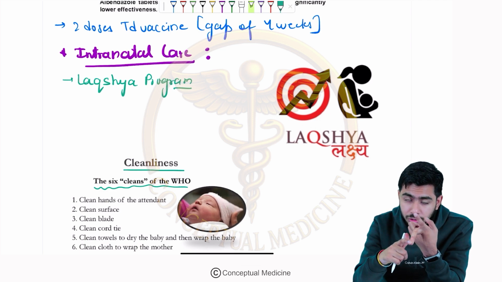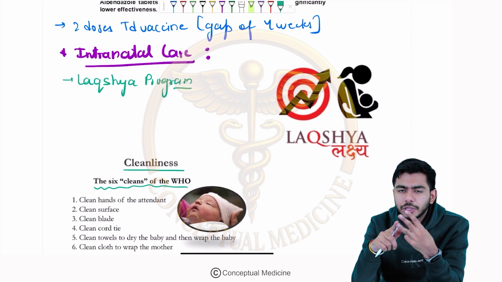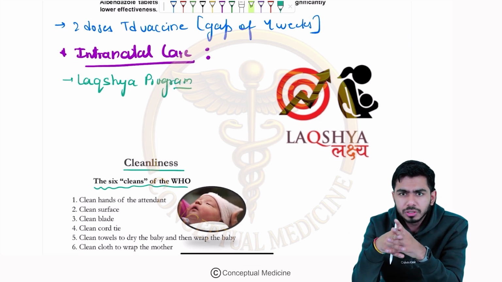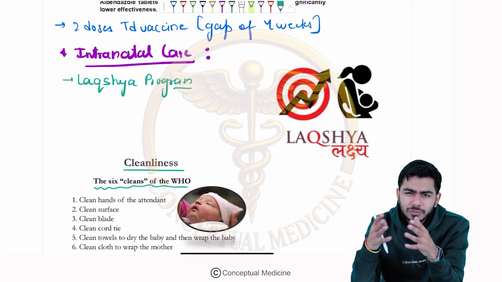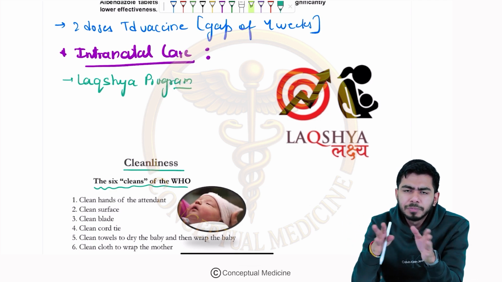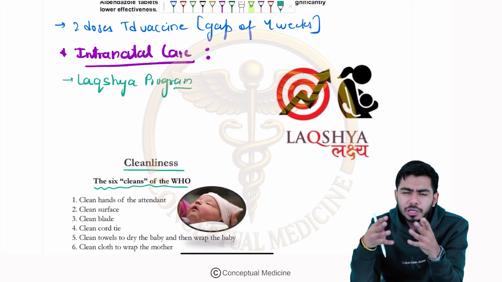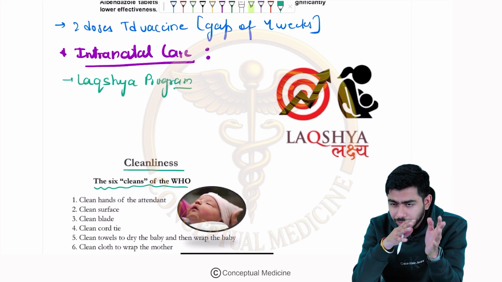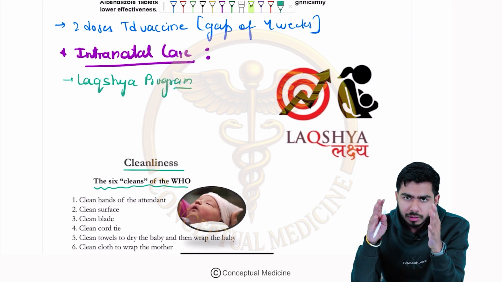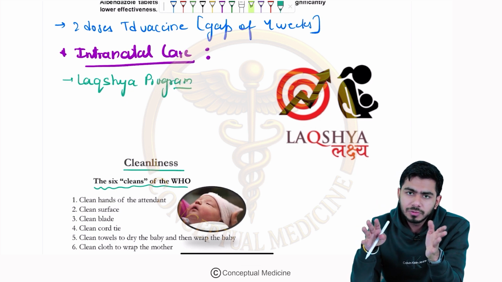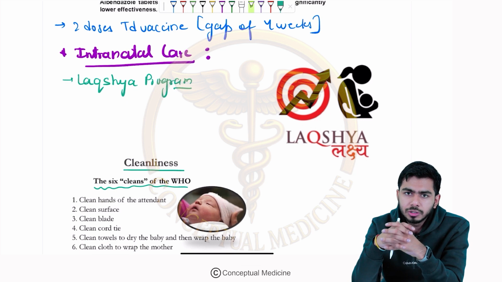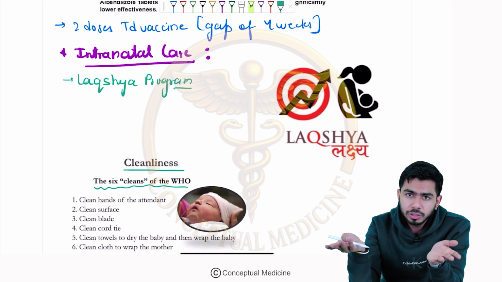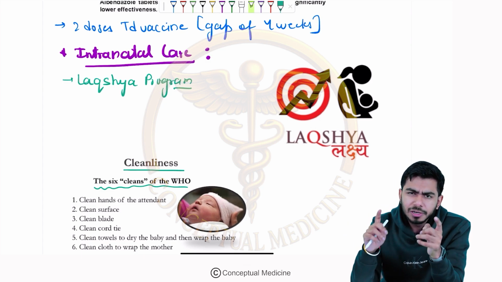The instruments used should be clean. There should be a clean environment, and the labor room should be clean. All of these things we should make sure are clean. Especially in government hospitals when deliveries are happening, we need to protect the baby and the mother from infections, because the mother is already immunocompromised during the pregnancy, so she might take the infections to her home. That's why cleanliness is very, very important.